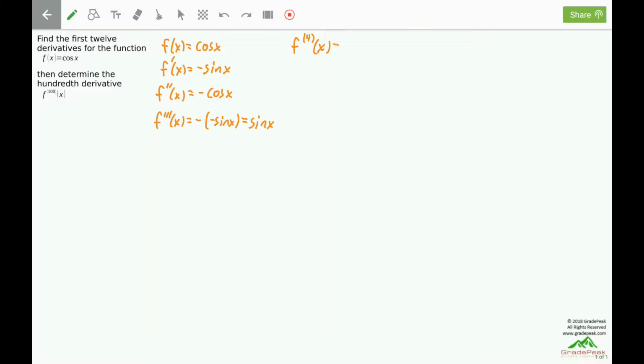So we return back to cosine, which means that the fifth derivative will be like the first derivative, and it will be negative sine. The sixth derivative will be like the second derivative and be negative cosine. The seventh derivative will be like the third derivative and be positive sine. The eighth derivative will be like the fourth derivative and like the original function and be cosine of x.